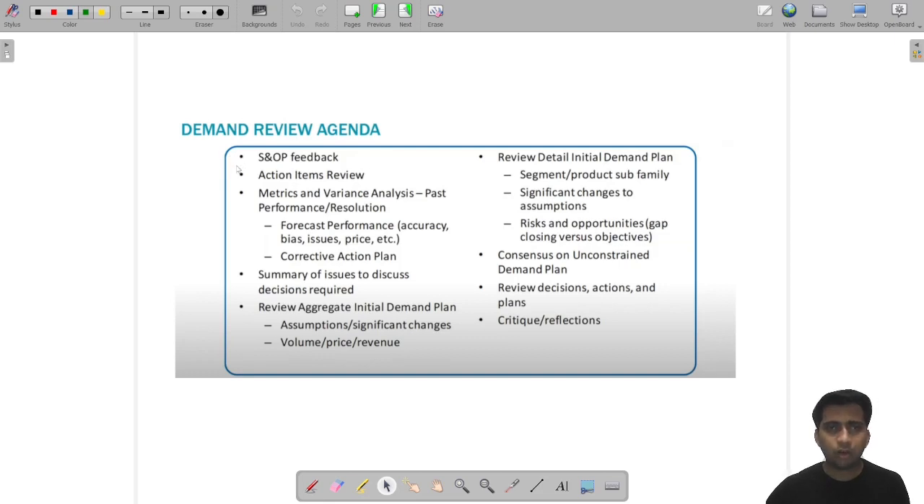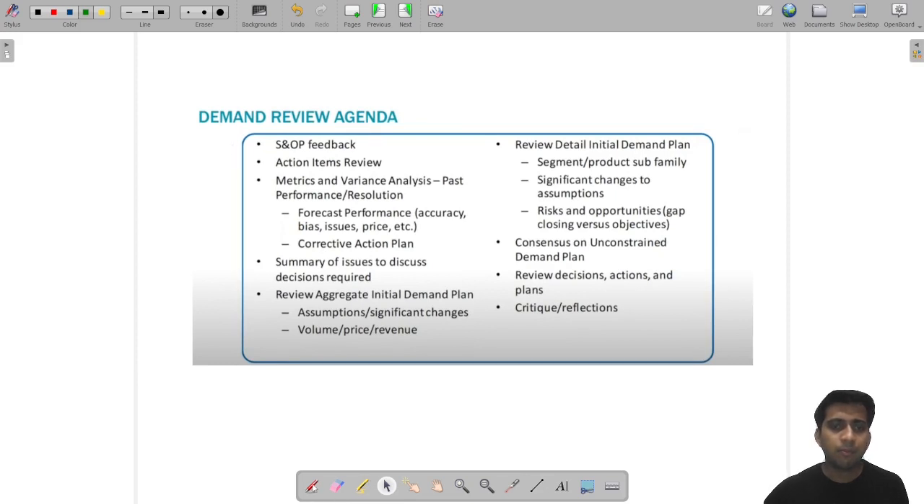The starting point of the demand review process is the feedback from the S&OP, the sales and operations meeting. Whatever action points have come, and whatever the feedback in the S&OP meeting was, is to be the starting point of the demand review process. Second point is action item review. There would be some action items that need to be reviewed with the senior leadership team. So that is done here. Third is evaluation of metrics. What are those metrics, we'll be discussing in a future lesson.